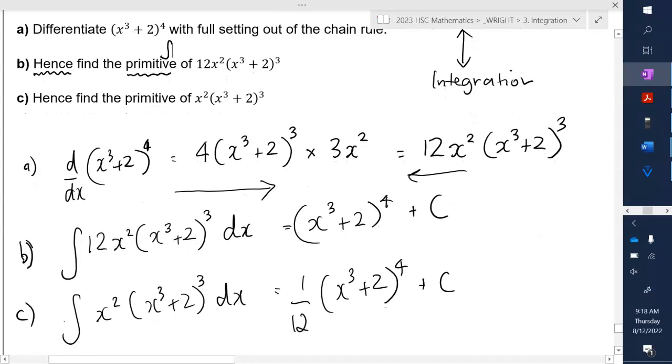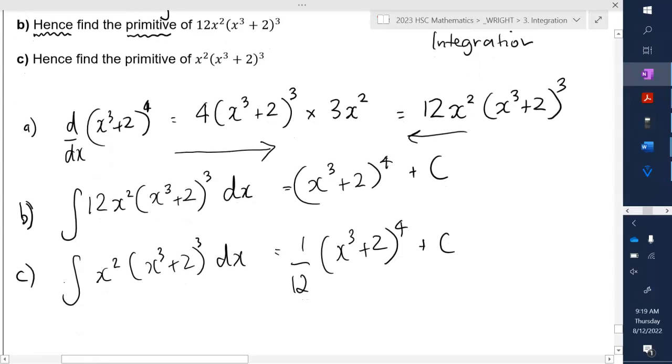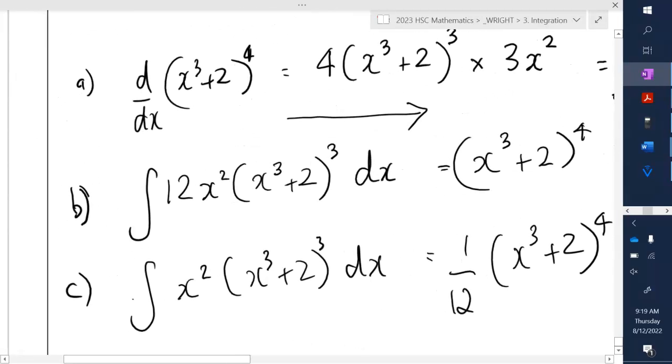Now have a look at part C. Part C is saying hence again. So hence, we're going to use the information from before now to find the primitive of x squared times (x cubed plus 2) to the power of 3. So we want to find this part here. We want to find the integral of that. Now, what we want to look at when we're doing that is the question above.